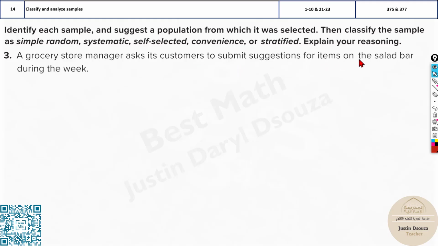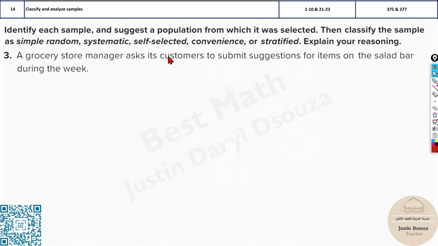And a grocery store manager asks its customers to submit suggestions for items on the salad bar during the week. Now, first of all, let's see the sample is whoever does the survey. They're asking suggestions, like it might be a survey. And all the customers who are going to a store are basically the population. Among that, whoever do the survey, whoever accept to do it. Some may tell, no, I'm busy, I'm not going to do it. So whoever do it will be the sample.